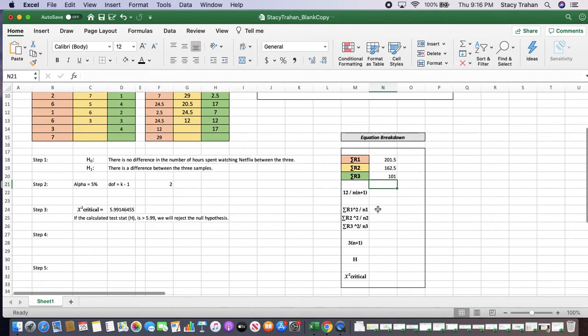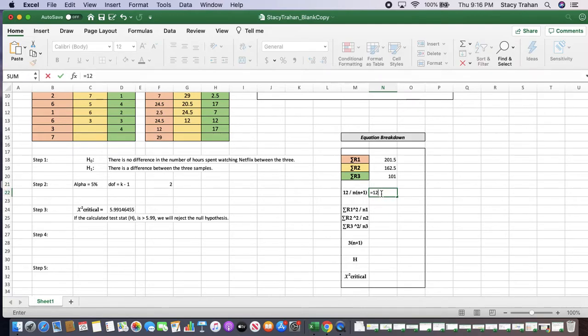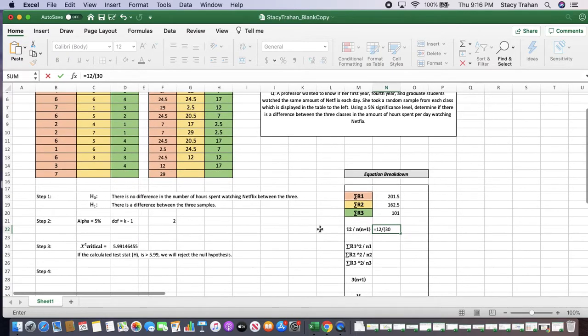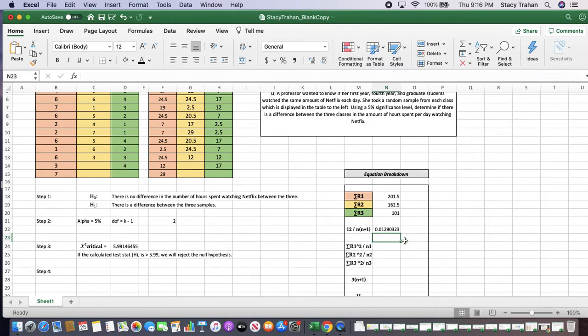So moving on, we start this, so we've got 12 divided by n, which is 30. We get 30 from each of these. If you count those up, there's 30 different points there, and we times that by n plus 1, which we know is 31. So there we go.